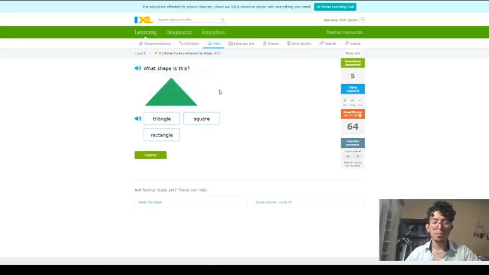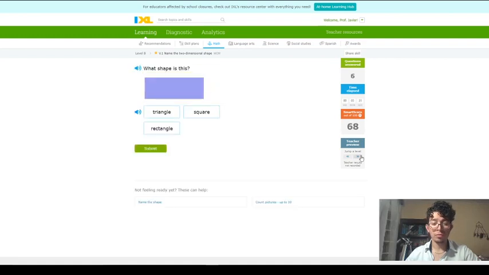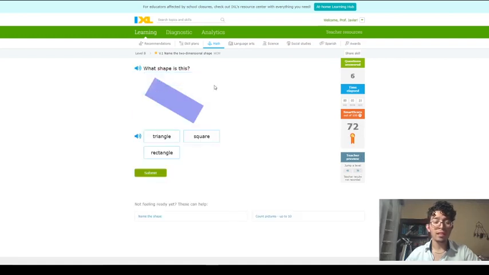Let's see. What shape is this, guys? Is it a triangle, a square, or a rectangle? This is a triangle, so we have to click triangle. Let's see this one. What shape is this? Is it a triangle, a square, or a rectangle? This is a rectangle because it has 2 short sides and 2 long sides. Es un rectángulo porque tiene 2 lados cortos y 2 lados anchos.